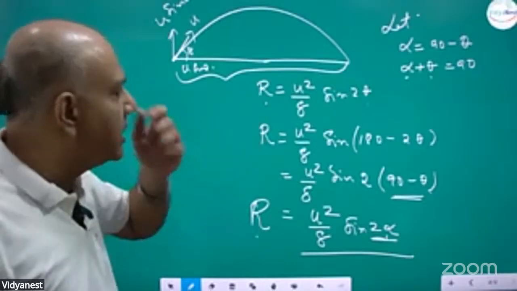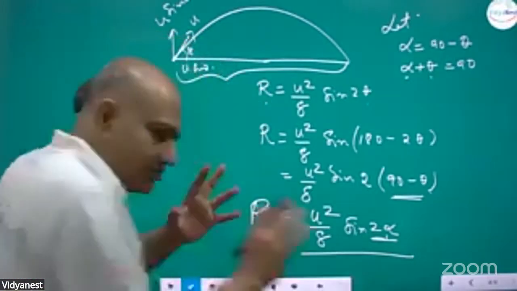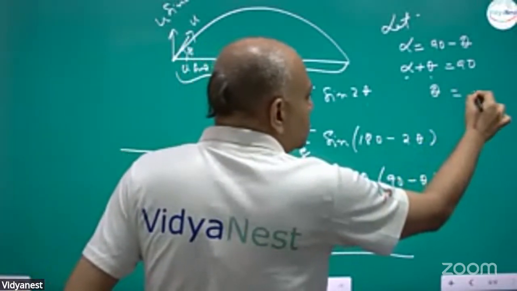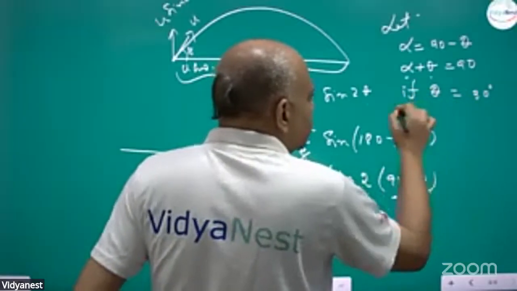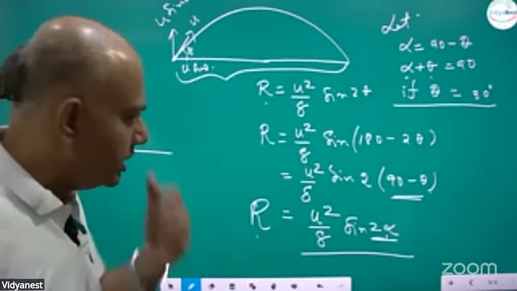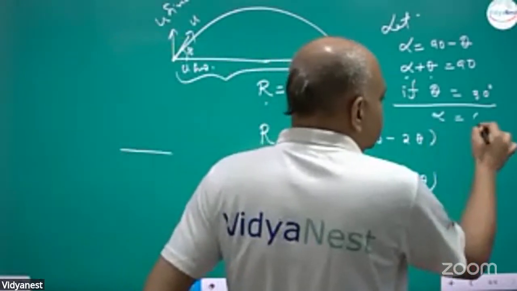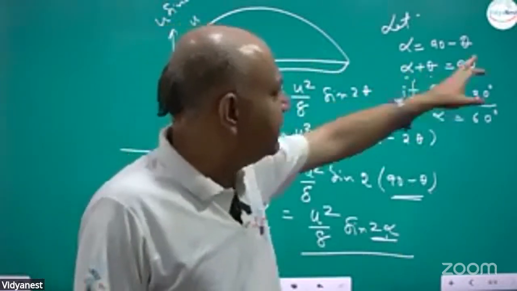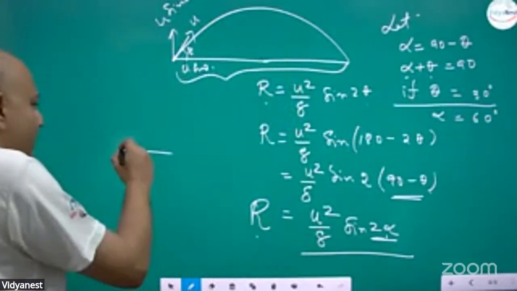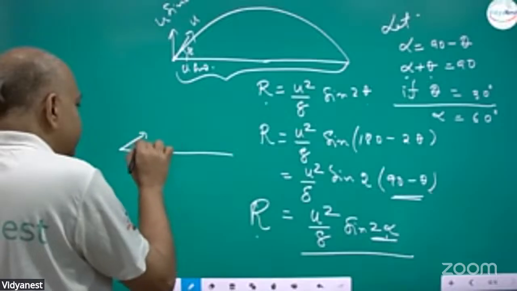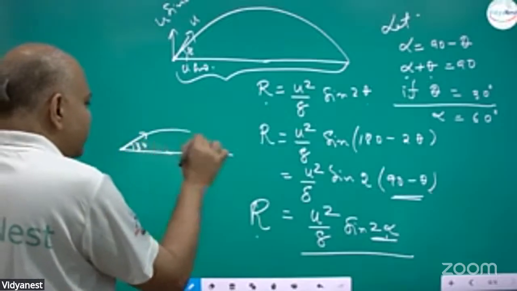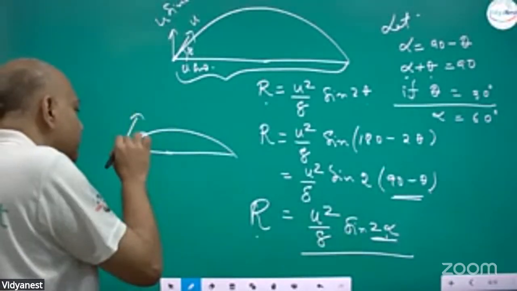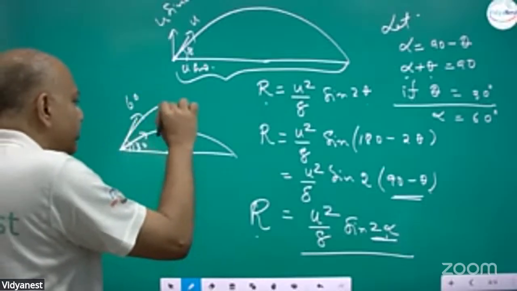Now just think, suppose theta is equal to 30 degree. If theta is equal to 30 degree, what is alpha then? 60 degree. Because 90 minus 30 is equal to 60 degree. Therefore, if a particle is projected with 30 degree, it reaches this position. If a particle is projected with 60 degree, it is going to reach the same position.